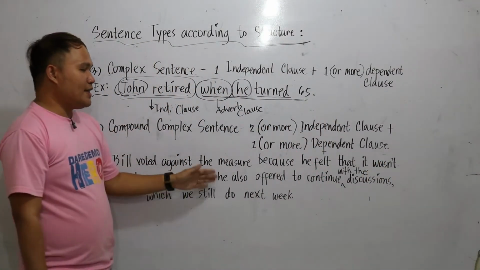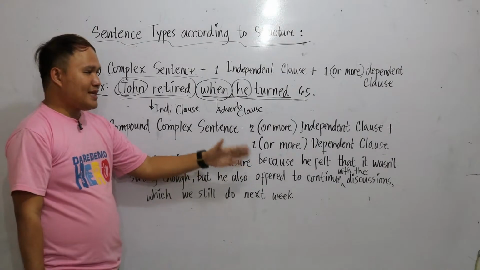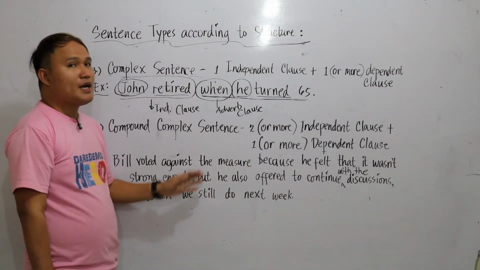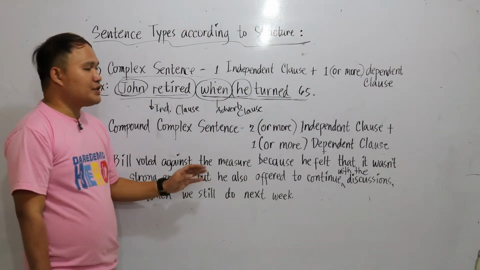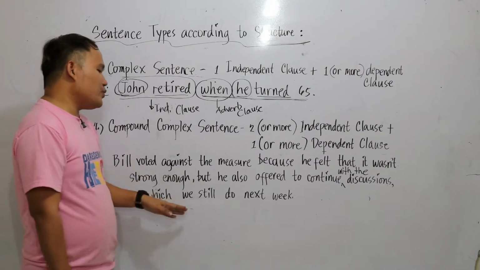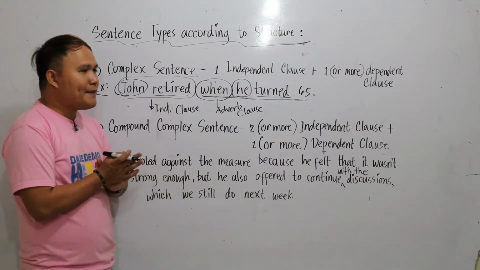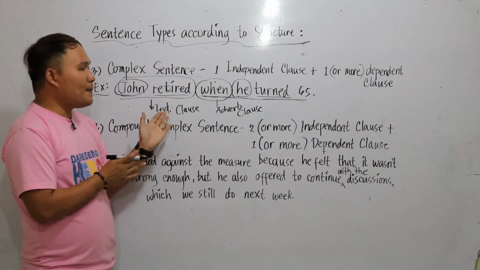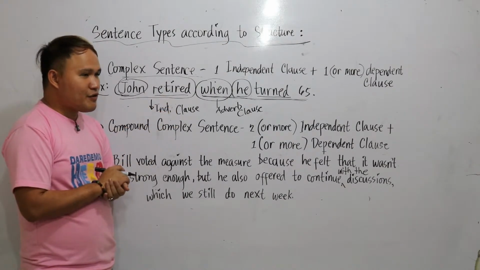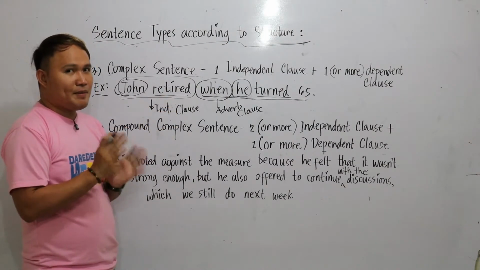Bill voted against the measure because he felt that it wasn't strong enough, but he also offered to continue with the discussions, which we still do next week. Okay, this time, like what we did with the complex sentence, let's try to identify the verbs and the subject that complement it. Okay?